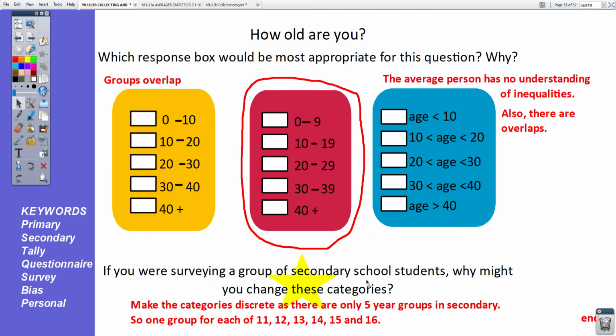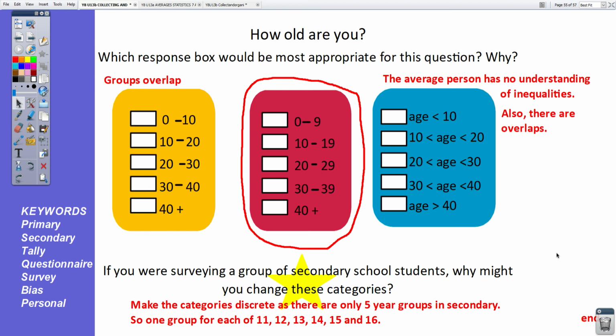If you were surveying a group of secondary school students, why might you change these categories? Make the categories discrete, as there are only 5 year groups in secondary. So one group for each of 11, 12, 13, 14 and 15 and 16 would be a good way of doing it. There'd be no point having these age groups because you'd have everybody ticking 10 to 19. So you just need one discrete group for each age: 11, 12, 13, 14, 15 and 16.